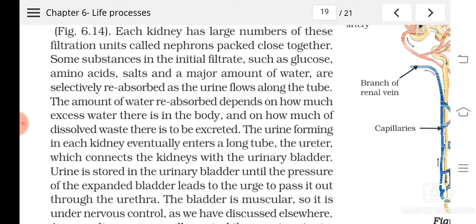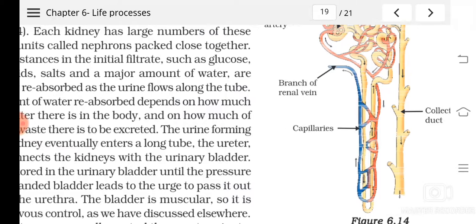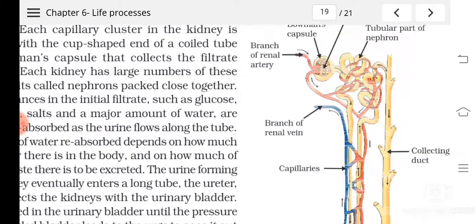will be absorbed into the blood. Through what? To the blood capillaries. I told you the blood vessel which is formed by the union of the glomerulus is surrounding the tubular part. So from the tubular part of the nephron, some of the useful materials are getting absorbed into the body, means it will reach the blood which is present in the blood capillaries surrounding the tubule.